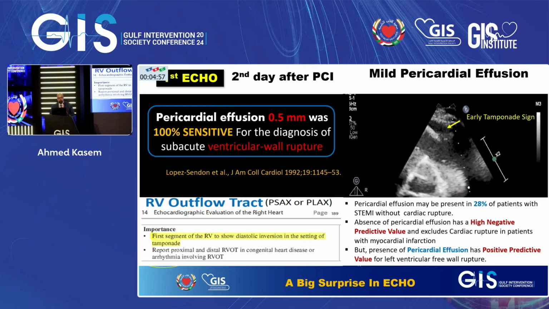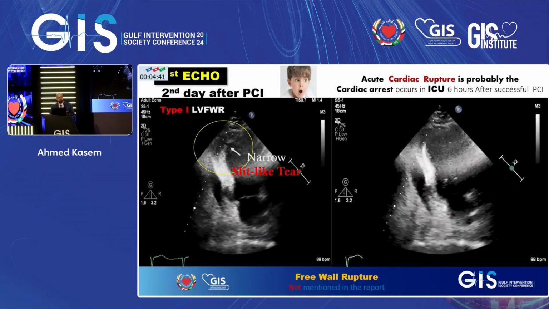And you should not forget this statement. Pericardial effusion, minimal, 0.5 millimeter, has 100% sensitivity to diagnose mechanical complication in the setting of the unstable STEMI patient. And this is for a chamber.